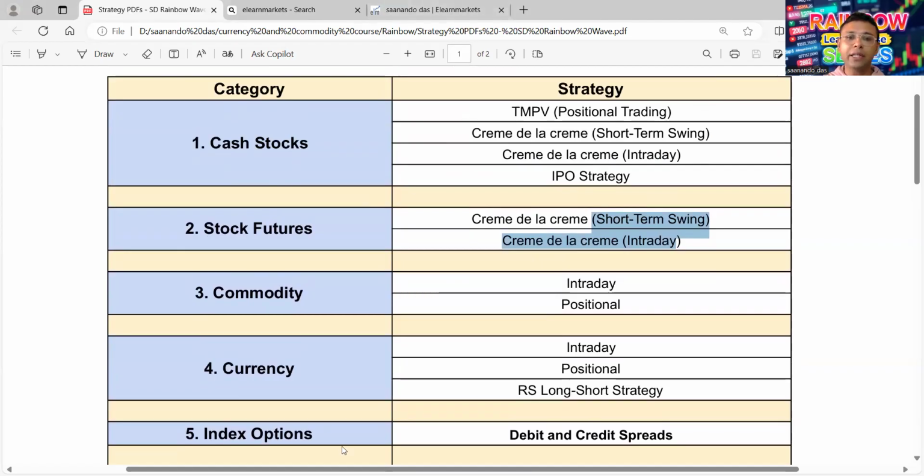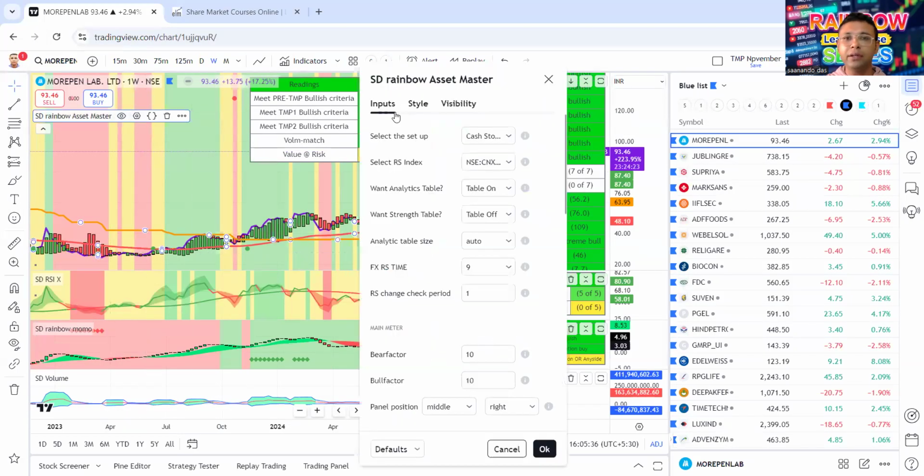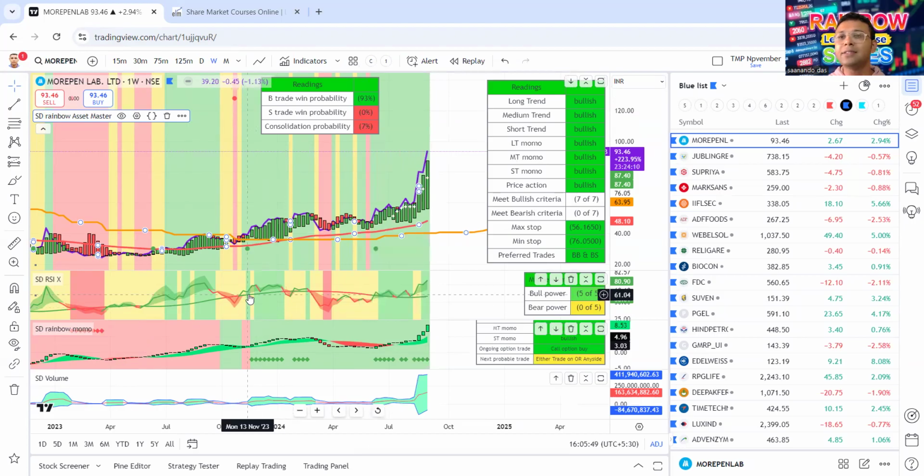So ये cream de la cream के लिए जो टाइम फ्रेम हम लोग रेफर करते हैं, एक बार लाइव चार्ट में चलिए, देखते हैं क्रीम de la cream के लिए क्या चाहिए. क्रीम डेला क्रीम के लिए वी नीड द फाउंटेन ऑफ गोल्ड सेटअप. The reference time frame, बाद में जब हम लोग स्ट्रेटेजी डिस्कस करेंगे we will learn more.